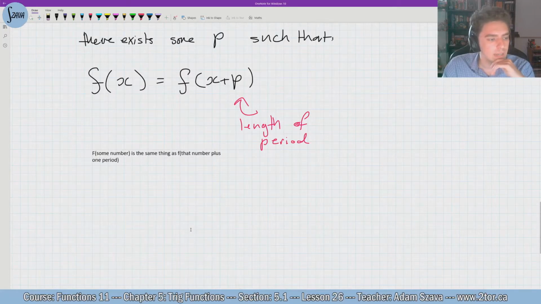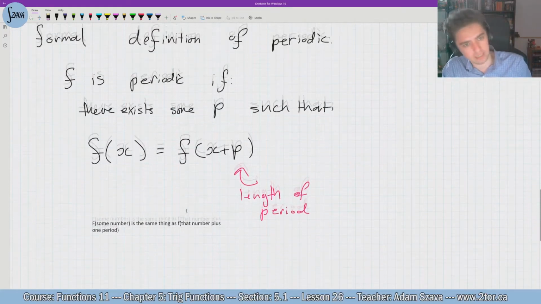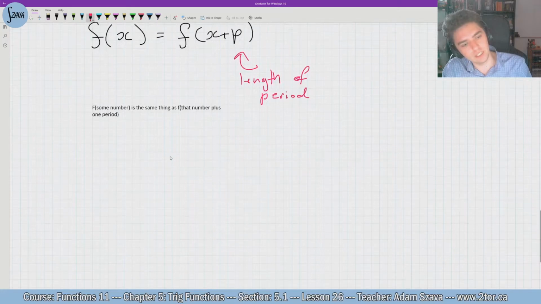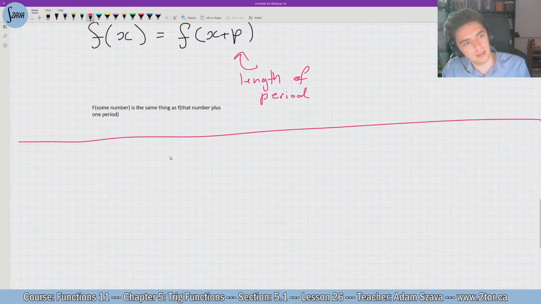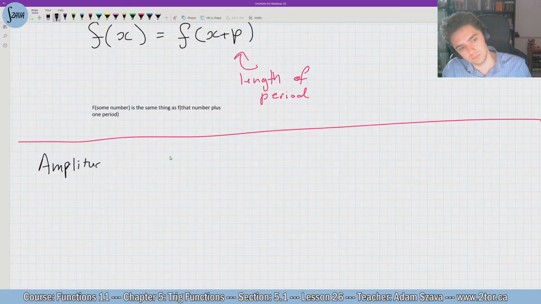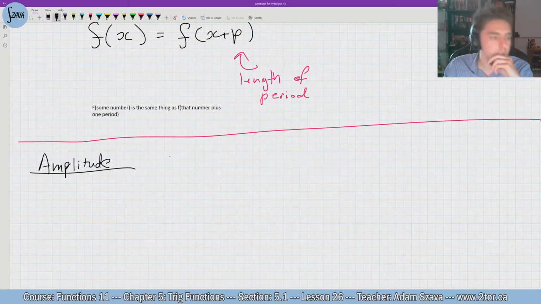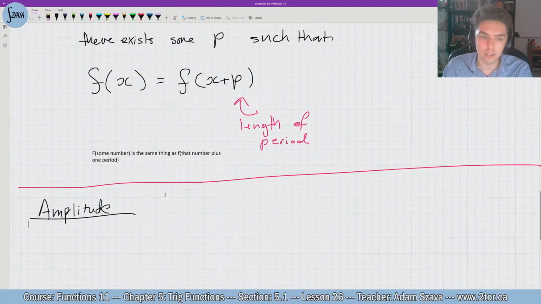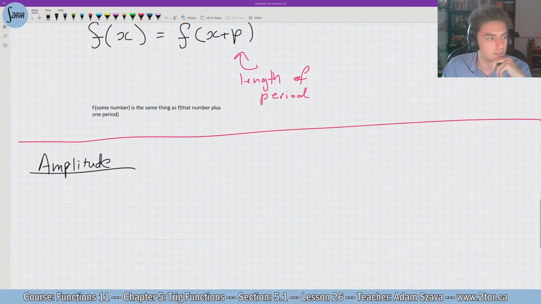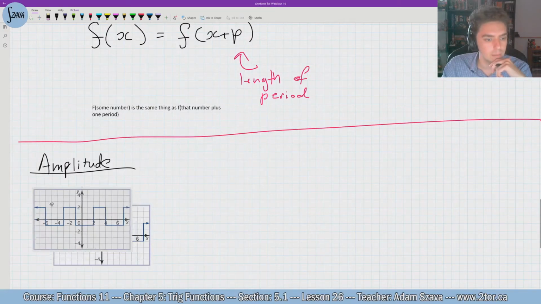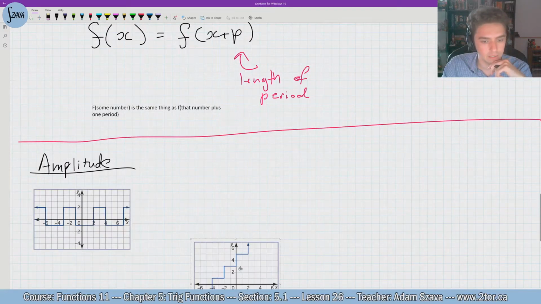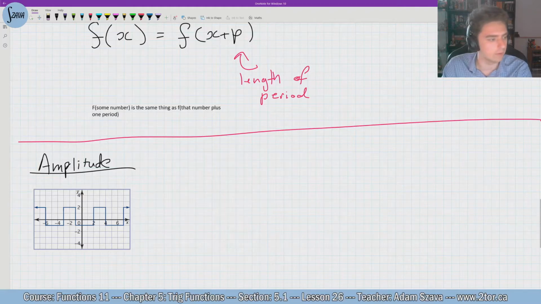Okay, let's take a look now at one final topic. Now, you know the formal definition of periodic. Let's take a look at one final topic, and that's called amplitude. Amplitude is essentially just a number that relates to the graphs of periodic functions. I'm going to put all these graphs back here just so we can calculate. Well, sorry, that's not periodic, so we don't care about that one.